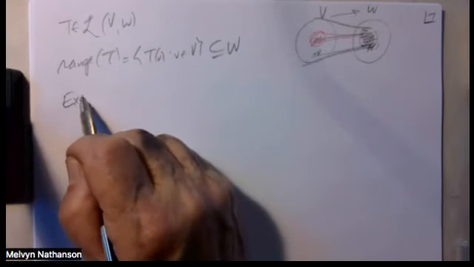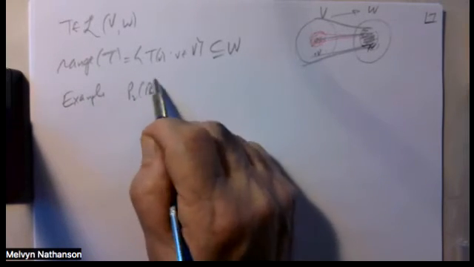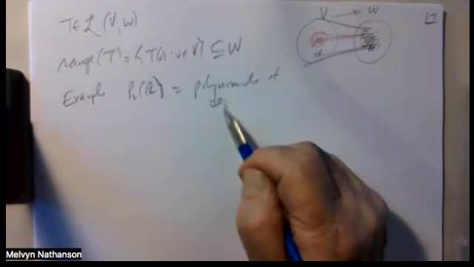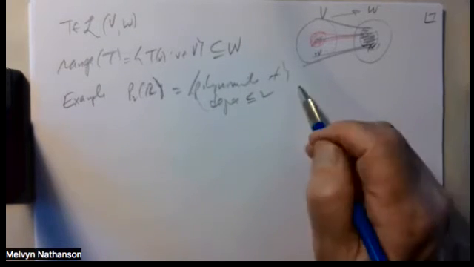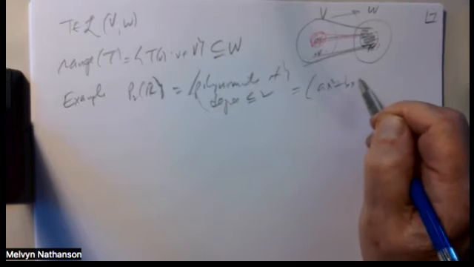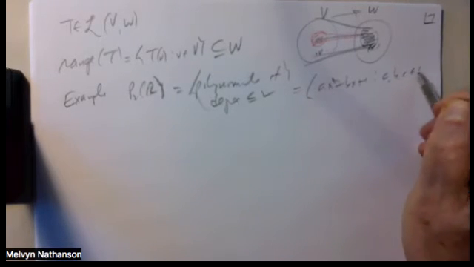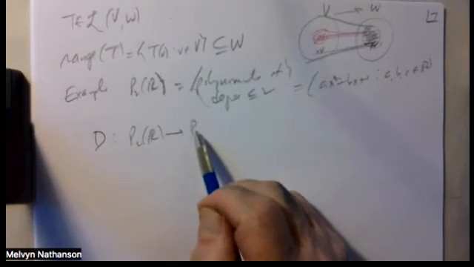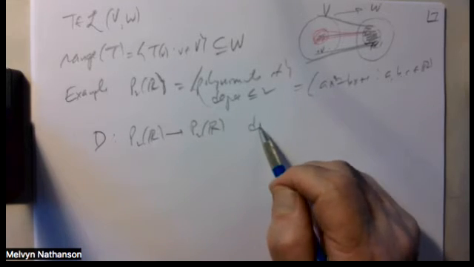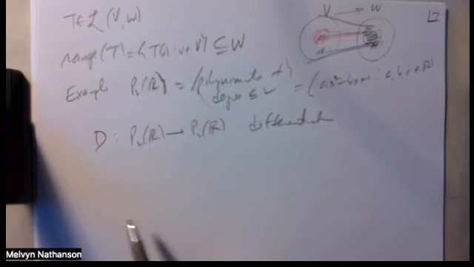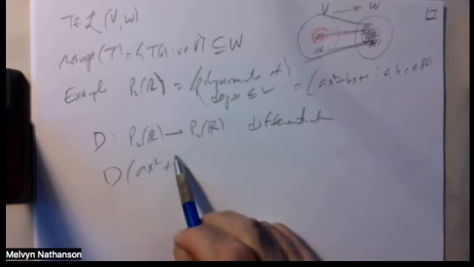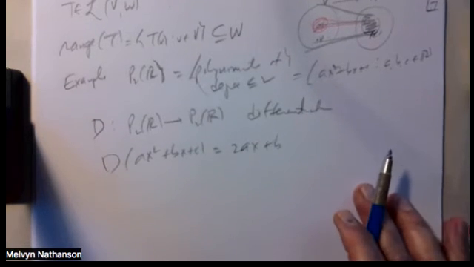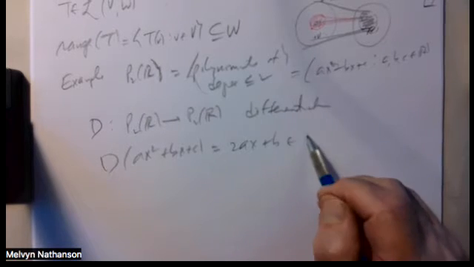So for example, suppose I take P2 of R to be the set of all polynomials of degree at most 2. This is all polynomials ax squared plus bx plus c, for any real numbers a, b, and c. And define D from this vector space to itself by differentiation. So D of a vector ax squared plus bx plus c, when I differentiate, I get 2ax plus b. So this is a polynomial of degree at most 1.